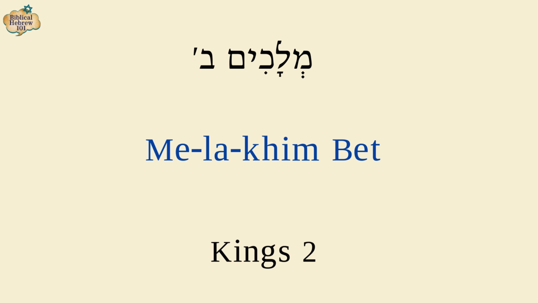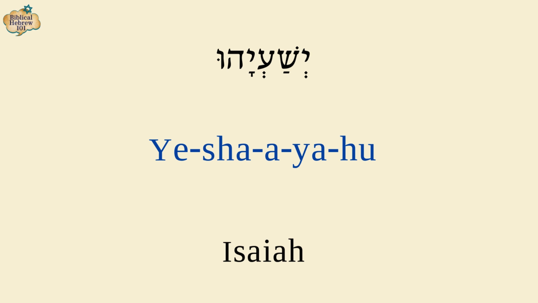The next book is Melachim Bet, Melachim Bet, meaning Kings 2. The next book is Yeshayahu, Yeshayahu, known as Isaiah in English.